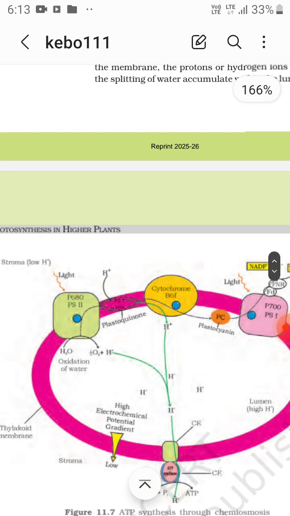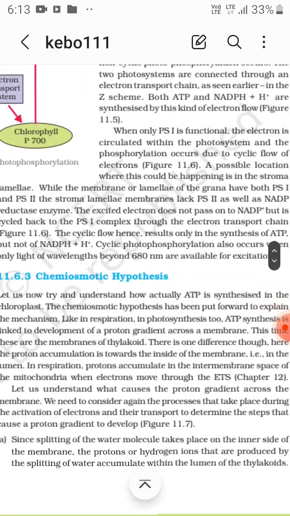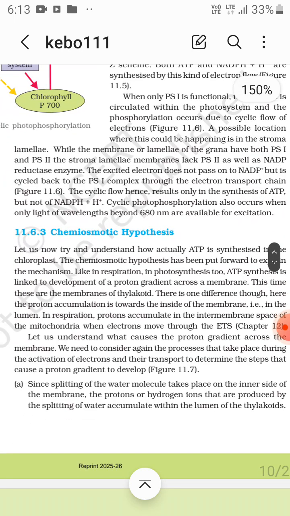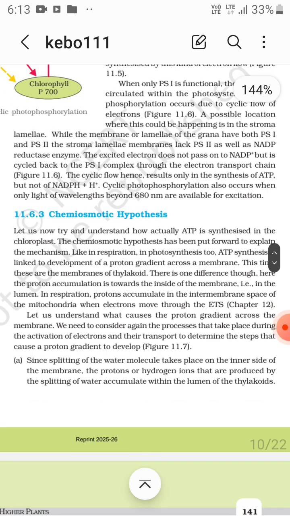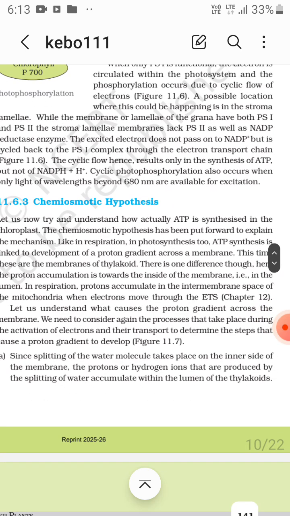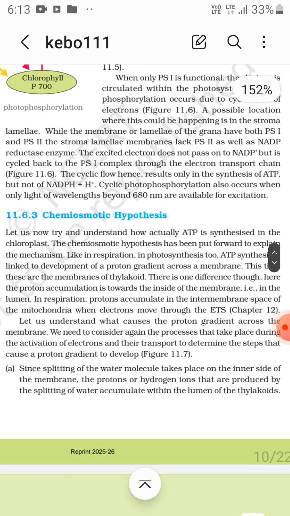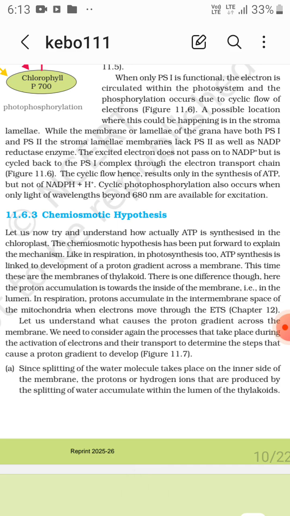As you can see, I'm going to explain this diagram a little bit more. Okay, in here I left something. This paragraph is about chemiosmosis. So the chemiosmotic hypothesis explains the synthesis of ATP.